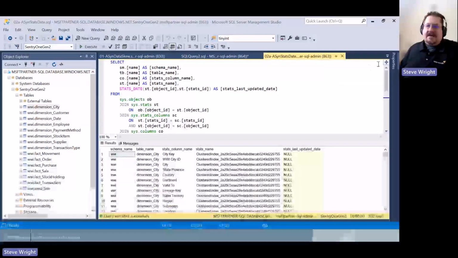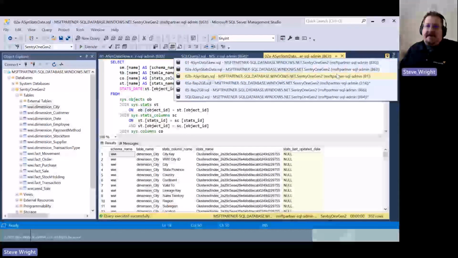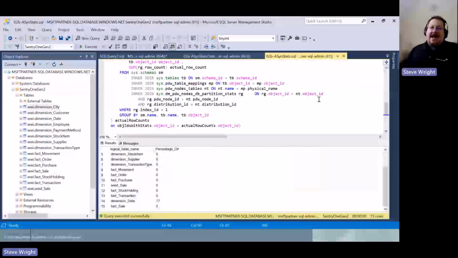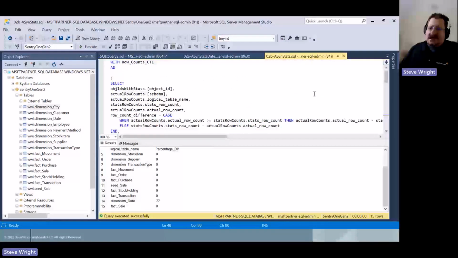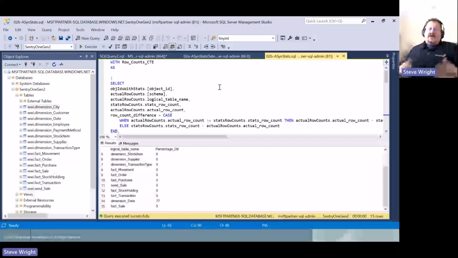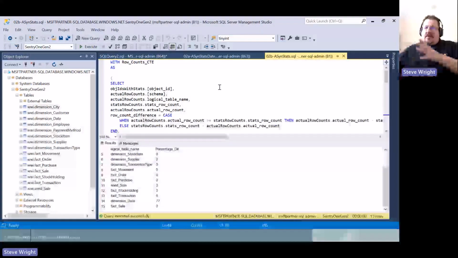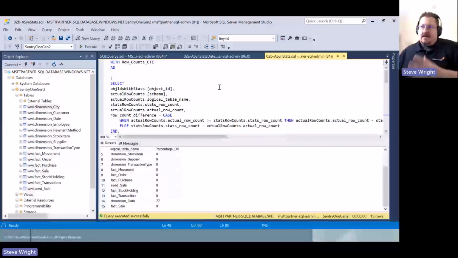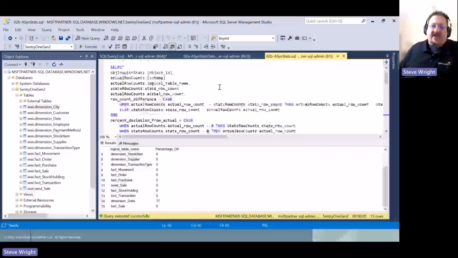Another thing that is out there that I've modified is, instead of looking at the statistics dates, a much more complicated query that I've worked with, rolled into a CTE to make it more reader friendly. It actually goes out and does actual row counts. What does the control node say the row counts are for this table, compared to the actual row count in the distributions on the compute nodes, and then see if there's a difference.